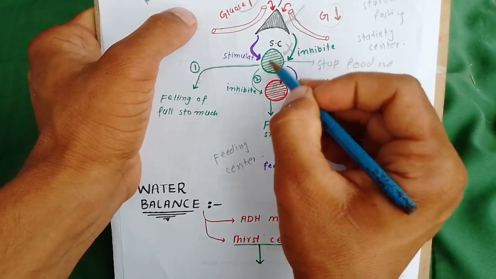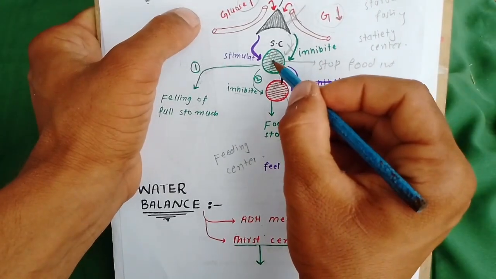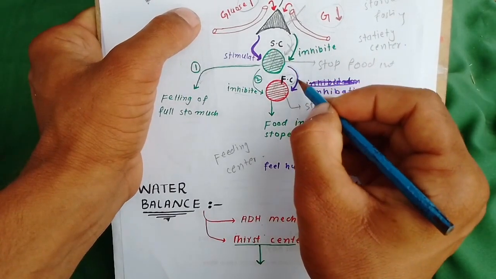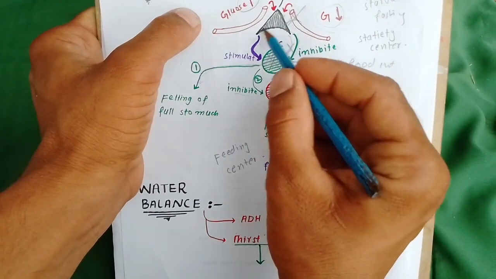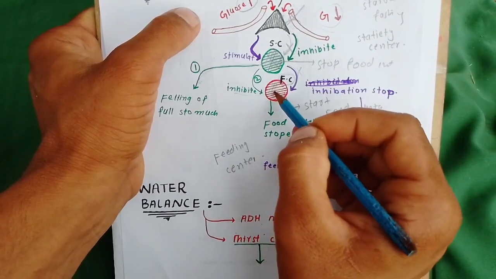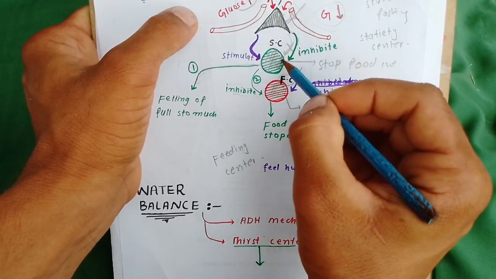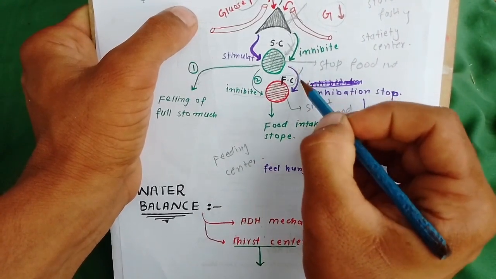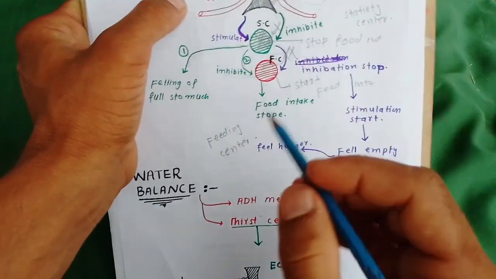This is the food stopping center, so this center remains closed. When this center is not stimulated, the inhibition message is also stopped. When this center is stimulated, it stimulates this center, and this center inhibits this center. So when this center is inhibited, this center is also inhibited, because no message comes. When this center is inhibited, it gives no inhibition message, so the inhibition message is stopped.